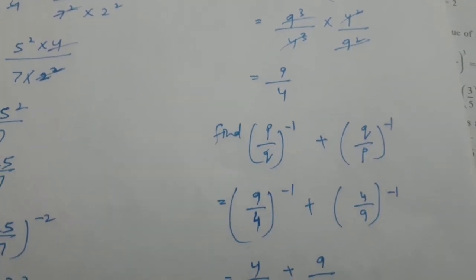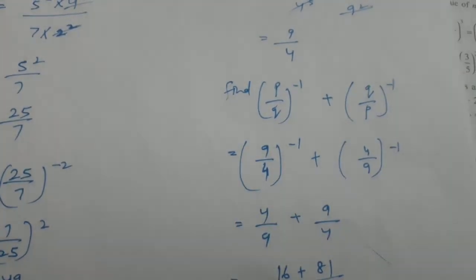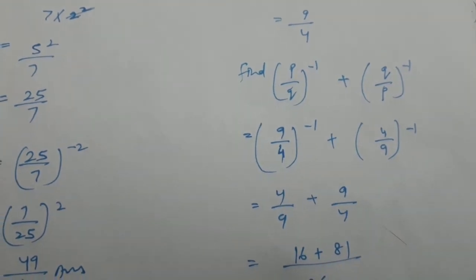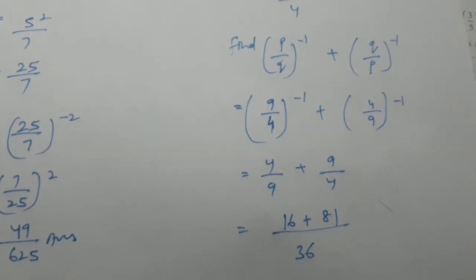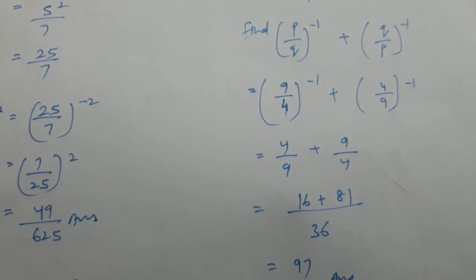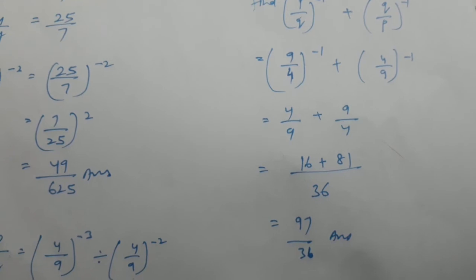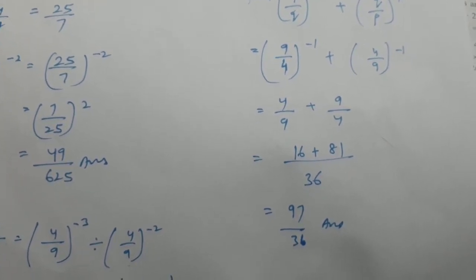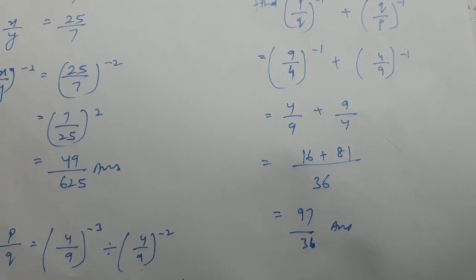So we will have to find out (p by q) raised to the power minus 1 plus (q by p) raised to the power minus 1. So p by q can be written as 9 by 4. So (9 by 4) raised to the power minus 1 plus (4 by 9) raised to the power minus 1. For removal of the negative sign from the power, the number will get reciprocated as 4 by 9 plus 9 by 4. After taking the LCM and dealing with the numerators, we will come out as 16 plus 81 by 36. So here the answer would be 97 by 36.